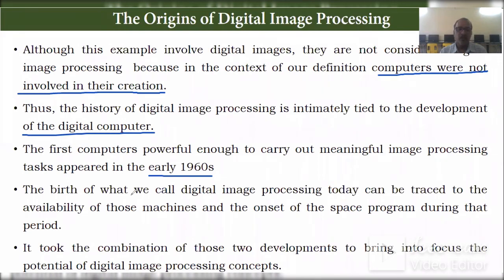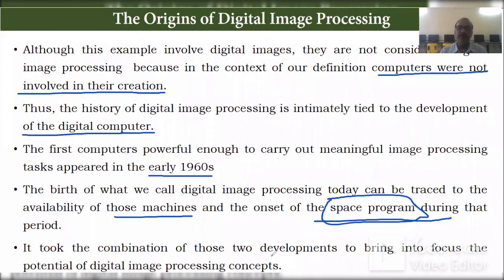So the birth of what we call digital image processing today can be traced to the availability of those powerful computer machines, and to the space program during that period. So we can say that the first application of digital image processing is the space program. Where was it first applied? In the space program. So at that time, around 1960 or 1970s, between 1962 and 1970, the first powerful digital computer was developed, and this digital computer was used for the space program. The US used it for the space program. And this is our first digital image processing application.